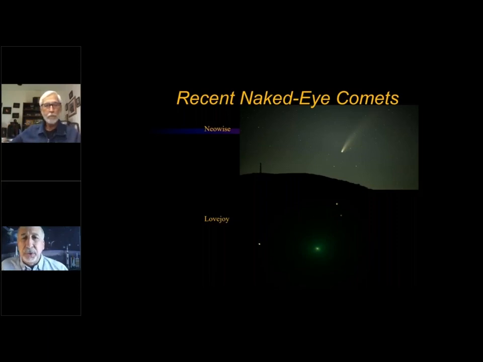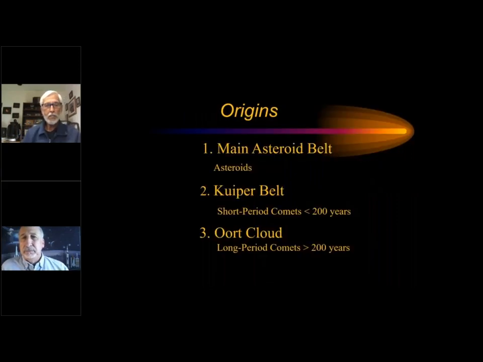So Spence, where do asteroids and comets come from? Well, Richard, good question. Let's talk about their origins. There are three main areas that asteroids and dirty snowballs exist. The first one is called the main asteroid belt, which is very appropriate. That's where the asteroids are.